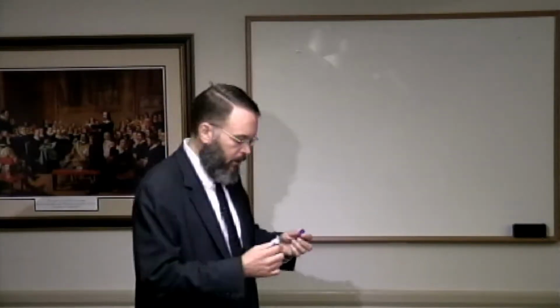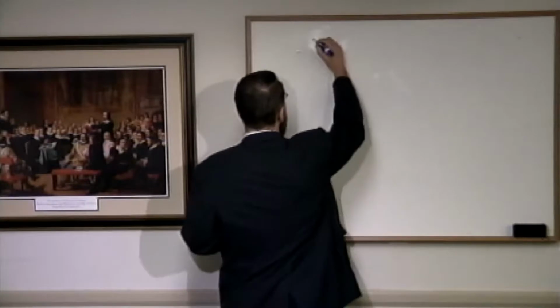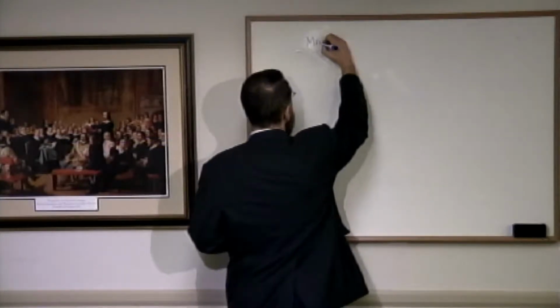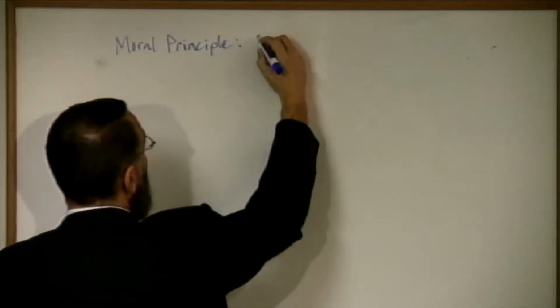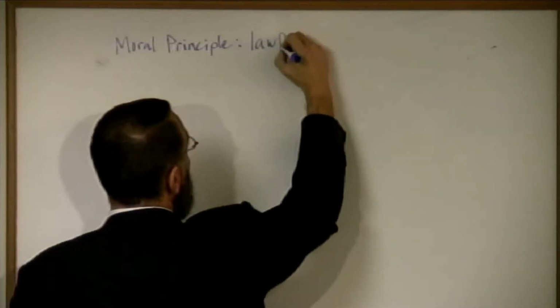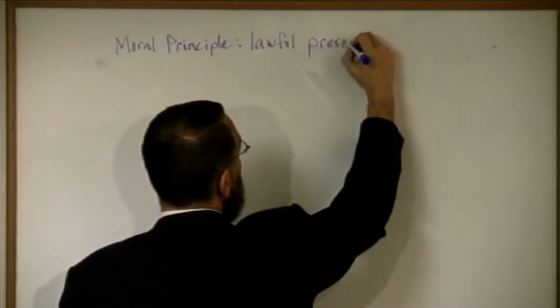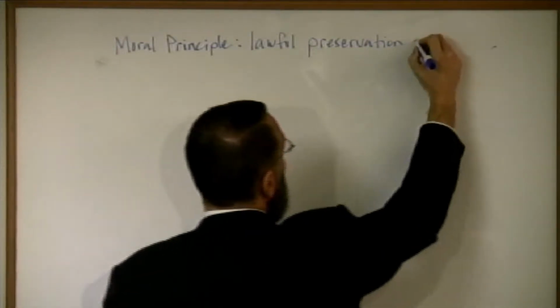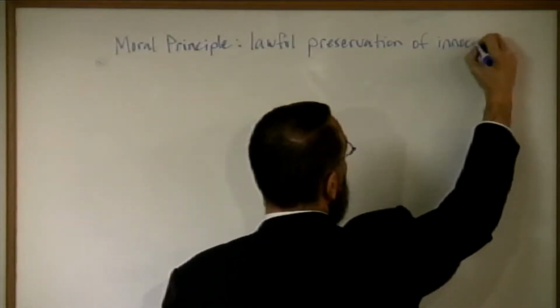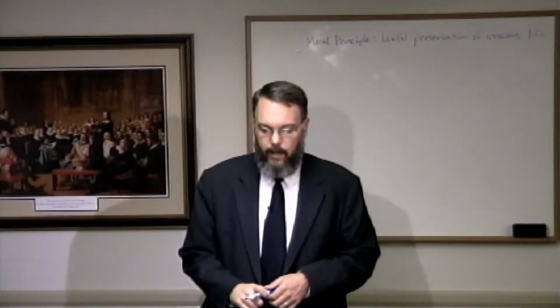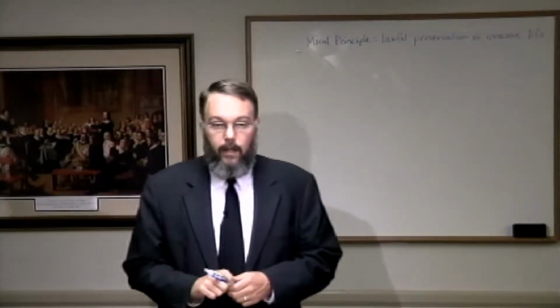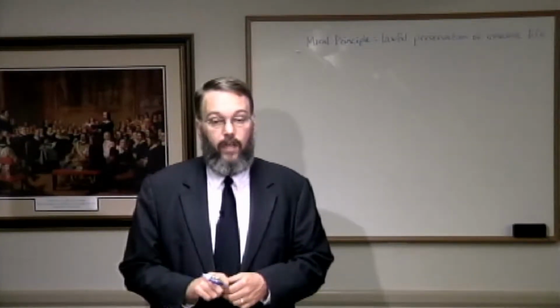And here we see stated explicitly what we noted in the previous class, namely that the moral principle captured in this particular commandment is the lawful preservation of innocent life. The lawful preservation of innocent life. Now, it doesn't explicitly say just human life, so that's interesting.